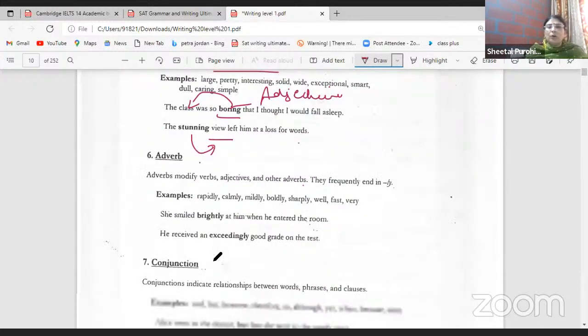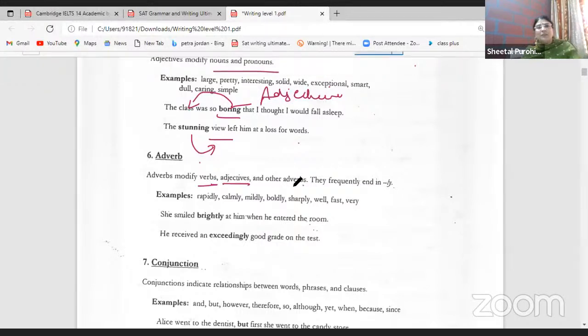Now, an adverb can modify three things. It can modify the verb. Please write it down: adverbs can modify verbs, they modify adjectives, and they modify another adverb also. The common ending for an adverb is ly. It's very simple to convert an adjective into an adverb by adding ly. Interesting is an adjective, but interestingly is an adverb. Slow is an adjective, but slowly is an adverb. Beautiful is an adjective, beautifully is an adverb. It's a common ending, but not always. Understand? It frequently ends so, not always.